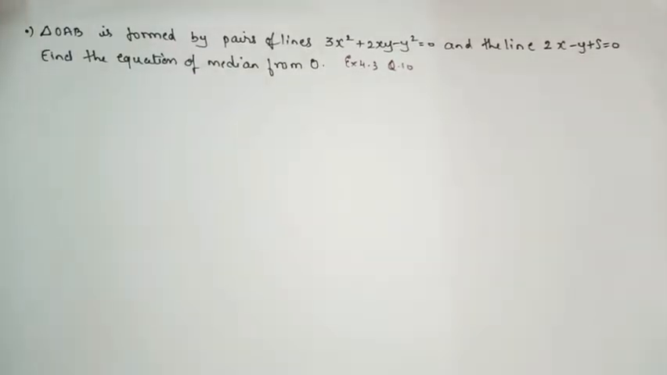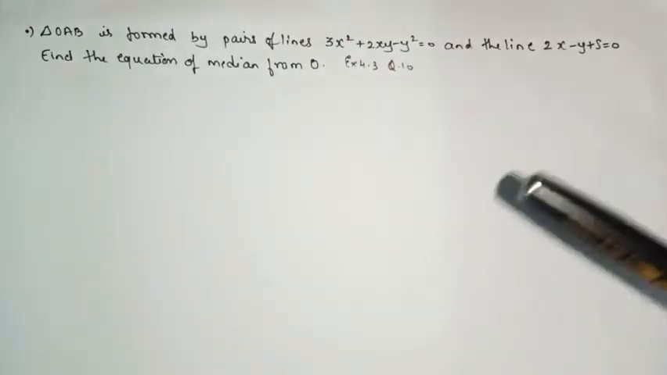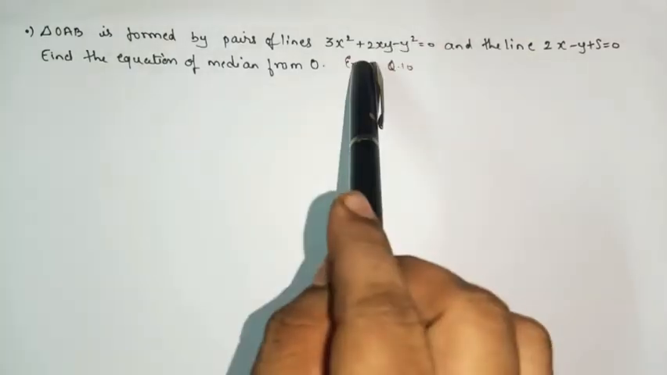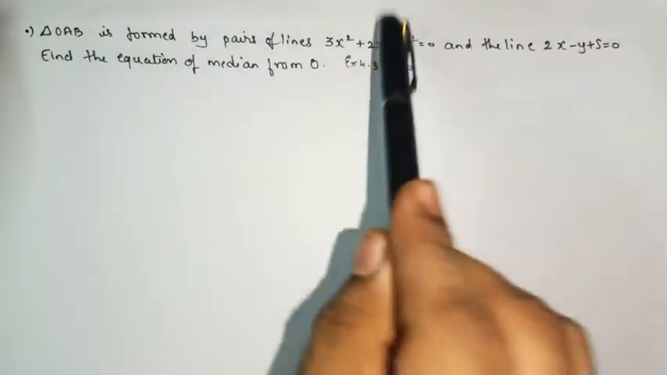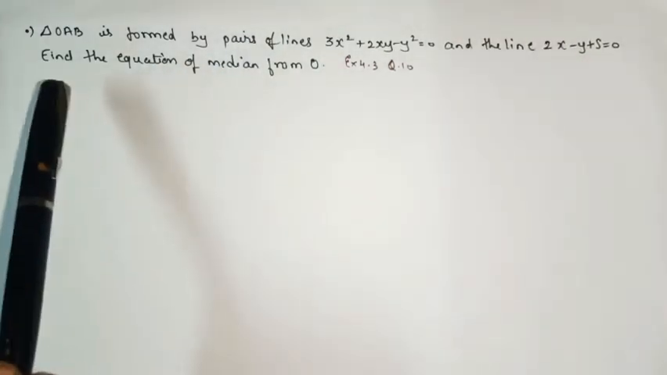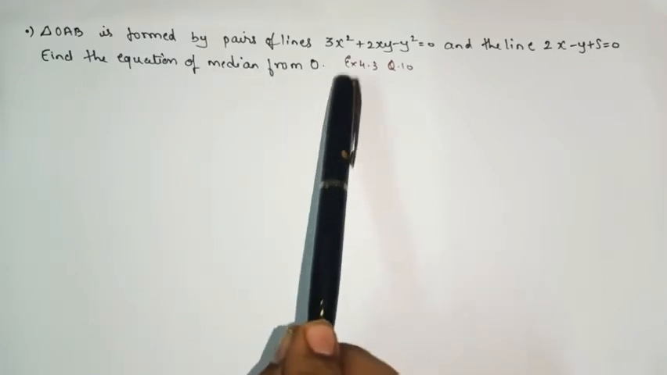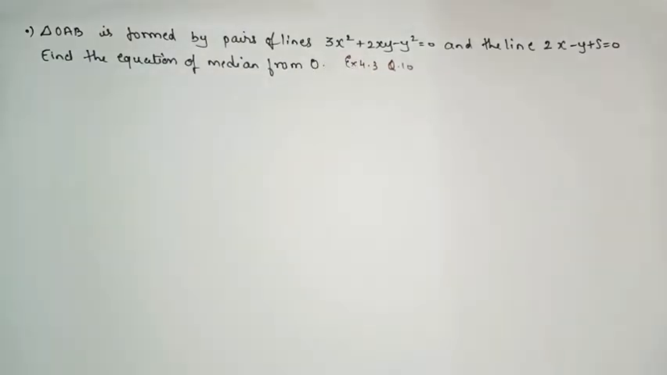So here you will see the pattern of the question is different. In the previous lecture, in type number 6, we saw one quadratic equation and one linear equation, and then you have to find the condition for a quadratic and a linear. Here also we have one quadratic and one linear equation, but the pattern of the question is different, where you have to find the equation of the median from O, we can say it is the origin.